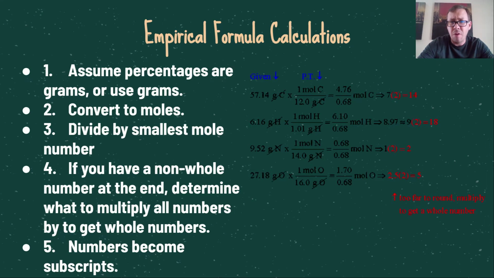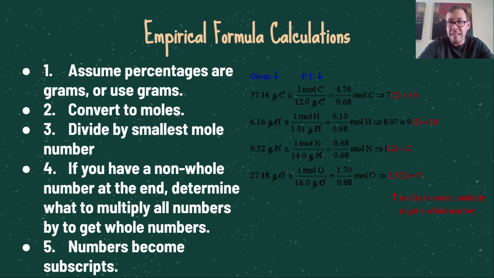But notice at the end there with our oxygen, when we divide, we get 2.5. If we don't get whole numbers, we have to determine what to multiply all the numbers by to get whole numbers. So 7, 9, 1, and 2.5. Well, that 2.5 one is the one that's kind of throwing us off there. But we know that the lowest whole number we can multiply 2.5 by to get a whole number would be 2. So in order to finish out the problem, we need to multiply all of our ending numbers by 2.